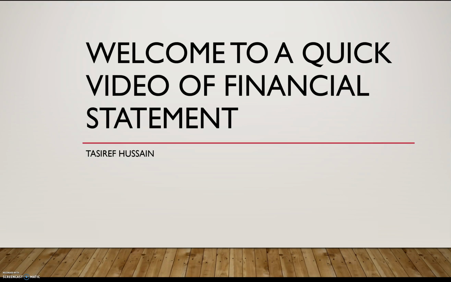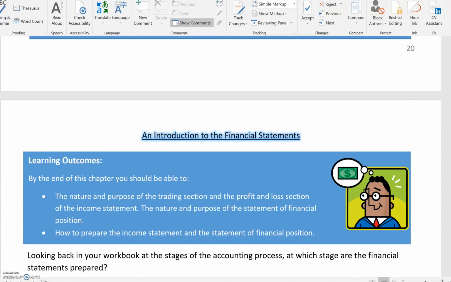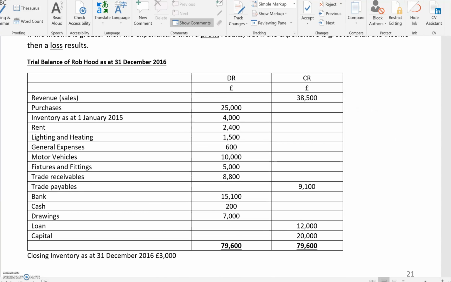In particular, I'm going to go through a question relating to an income statement and a balance sheet. So I'm just going to load the question here so you can see it. This question is based on Robinhood, and you have a very simple trial balance given to you in this question. Before I would start any kind of calculations, I would identify which of these items go in the income statement and which of these go in the statement of financial position.